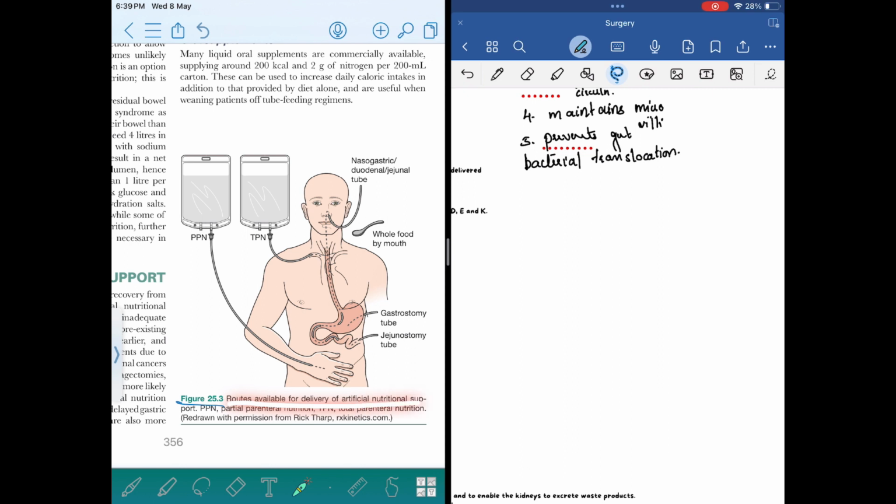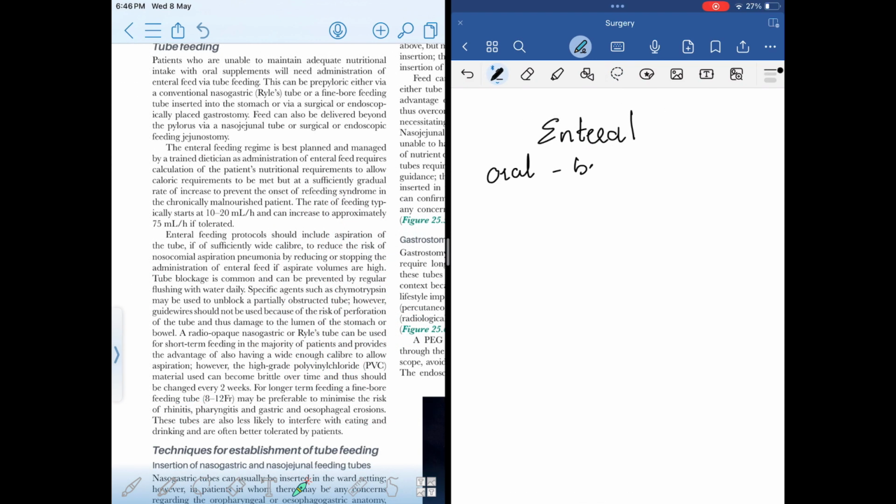So look at this image. Here you can see the routes available for the delivery of artificial nutritional support. There is parenteral nutrition, total parenteral nutrition, partial parenteral nutrition. We will go into its detail. There is nasogastric or duodenal or jejunal tube. You can see it is inserted through the nose. Gastrostomy tube, jejunostomy tube, and whole food by mouth, which is the best route. So we know oral is the best route. Now if the patient cannot take food orally, what will we do? We opt for other routes.